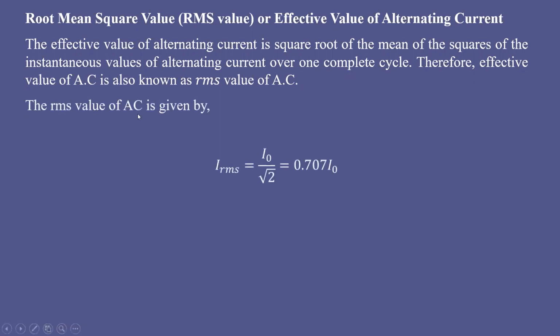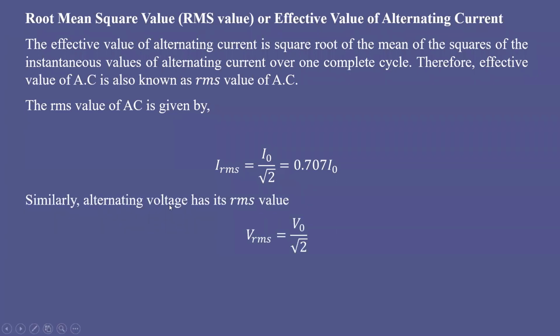So what will be the expression for that RMS value of AC? That is given by I_RMS equal to I naught by root 2, where 1 by root 2 has the value 0.707. So I_RMS is 0.707 of I naught. Okay, so it is almost 70% of the peak value. The effective value of AC is nearly equal to 70% of the peak value.